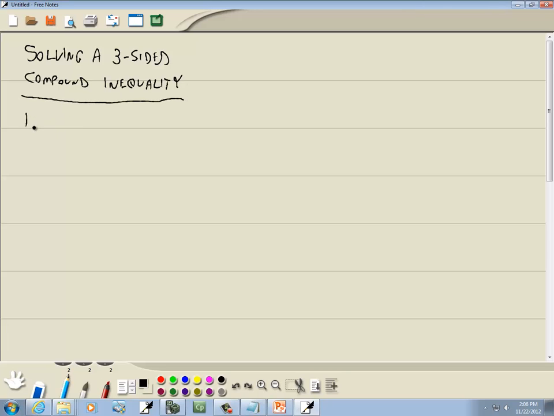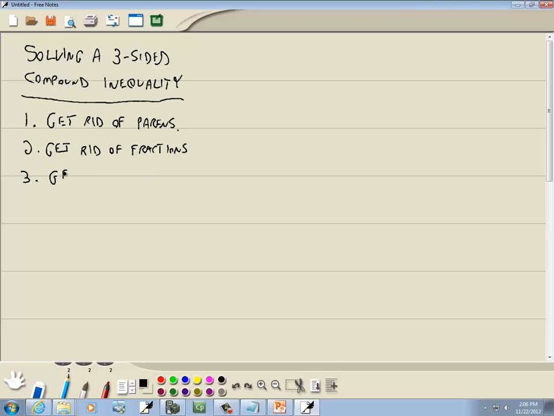Our first step is to get rid of parentheses. Our second step is to get rid of fractions. Now we get rid of parentheses via the distributive property, and we get rid of fractions by multiplying everything by the LCM of all our denominators.